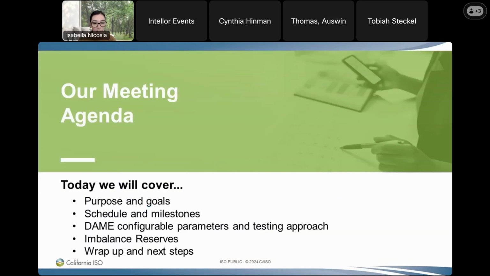All right, so our meeting agenda. Today we'll be covering the purpose and goals of the DAME implementation working group. We'll go over the schedule and milestones, and then the actual DAME configurable parameters and the testing approaches for each of the parameters. And then we have a bit of an update on imbalance reserves, and then we'll leave some time at the end to wrap up and go over next steps.